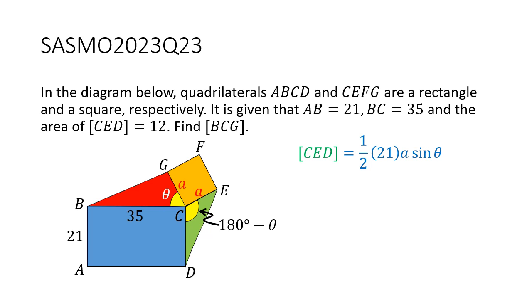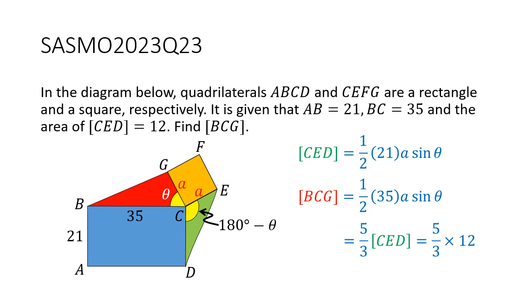Next, we can find the area of this red triangle. That will be half times 35 times a sine theta. Notice that this would be 5/3 of the green triangle's area, and the green triangle's area is given to be 12, so the red triangle's area must be 20.